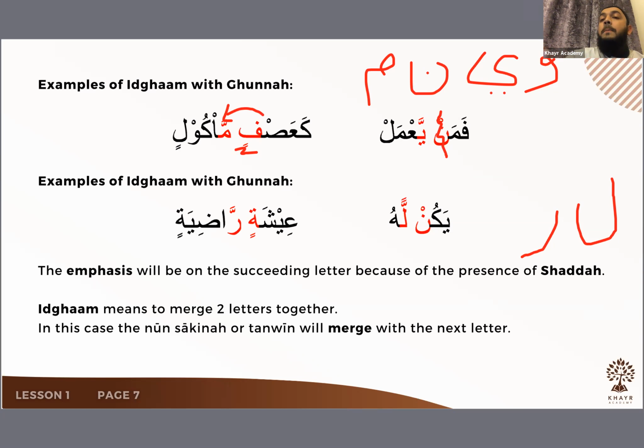Ka'asfim ma'kul. We ignore or merge and we do ghunna. Look at these 2 examples. They're ones without ghunna.